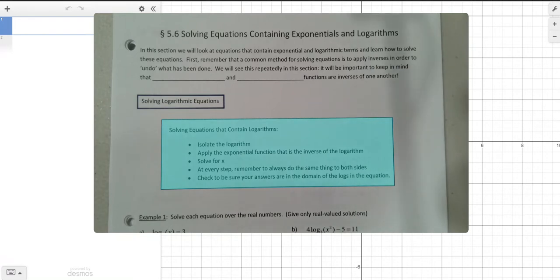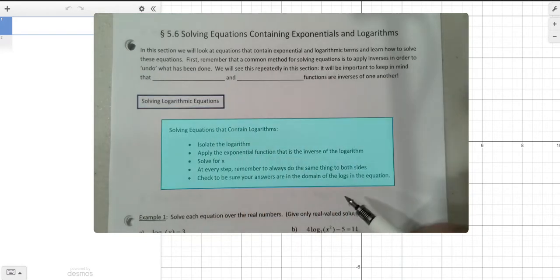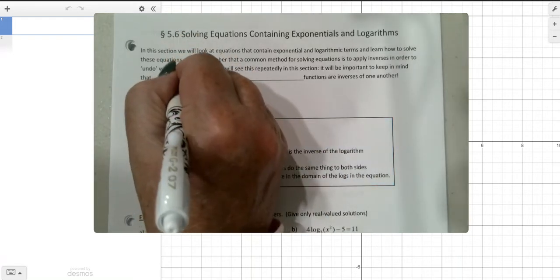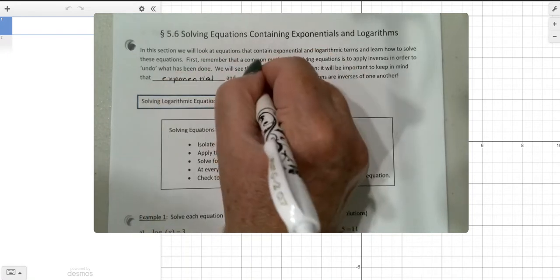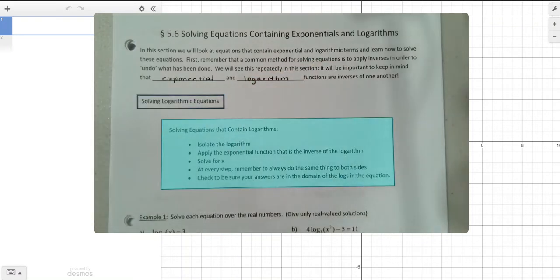First of all, remember that in general, when we solve equations, our basic goal is to apply inverses in order to undo what's been done. We're going to see this repeatedly in this section, and it's very important to keep in mind our two inverse functions that we've been working with: our exponential functions and our logarithm functions are inverses of one another. They do and undo, so I can get rid of one by applying the other.